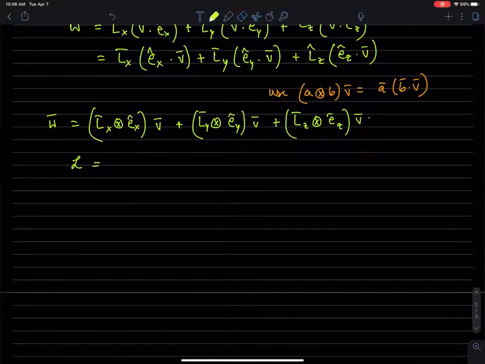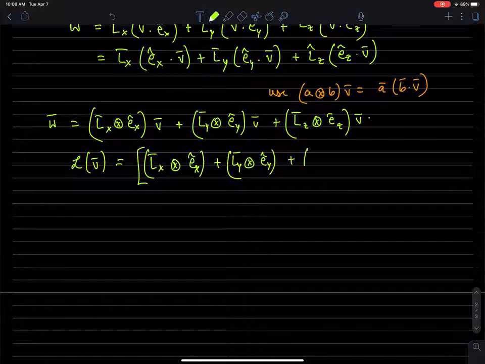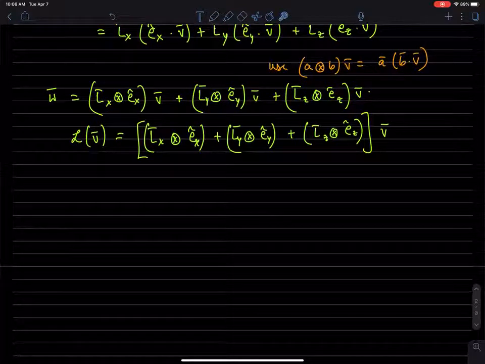Okay, so L of v equals this outer product plus this outer product, and then this outer product. It's not a unit vector. And the whole thing operating on v. Okay. So what is this quantity? Notice that this is a vector, this is a vector, this is a vector, and each of these has three components.